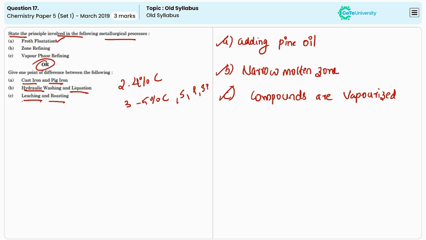While roasting is a thermal process involving the heating of ore in the presence of excess air or oxygen, it converts the sulfide ores into oxides and releases sulfur dioxide. It is commonly used for sulfide ores, like the roasting of zinc sulfide to zinc oxide. These are the key differences between the given terms.